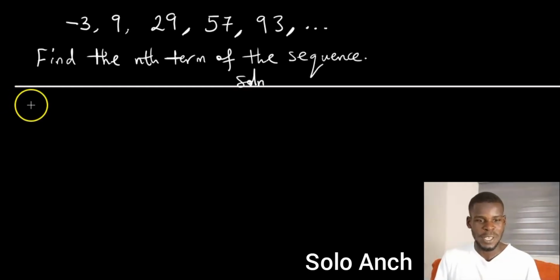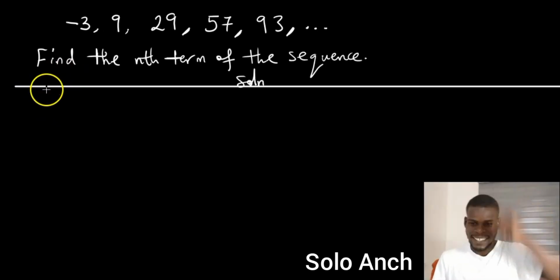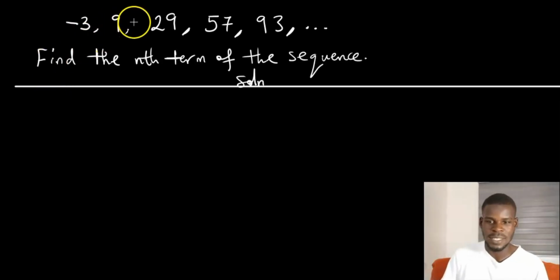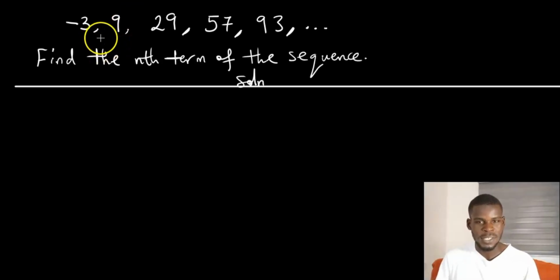Alright, I hope you're having a good time, because it's good to have a good time when learning math, especially, right? Good. Okay, so here we want to find the nth term of this sequence. The sequence is -3, the second term is 9, the third term is 29, 57, 93, and so on and so forth. Good. So of course, whenever you want to find the nth term of any sequence, you want to find out what the pattern is.